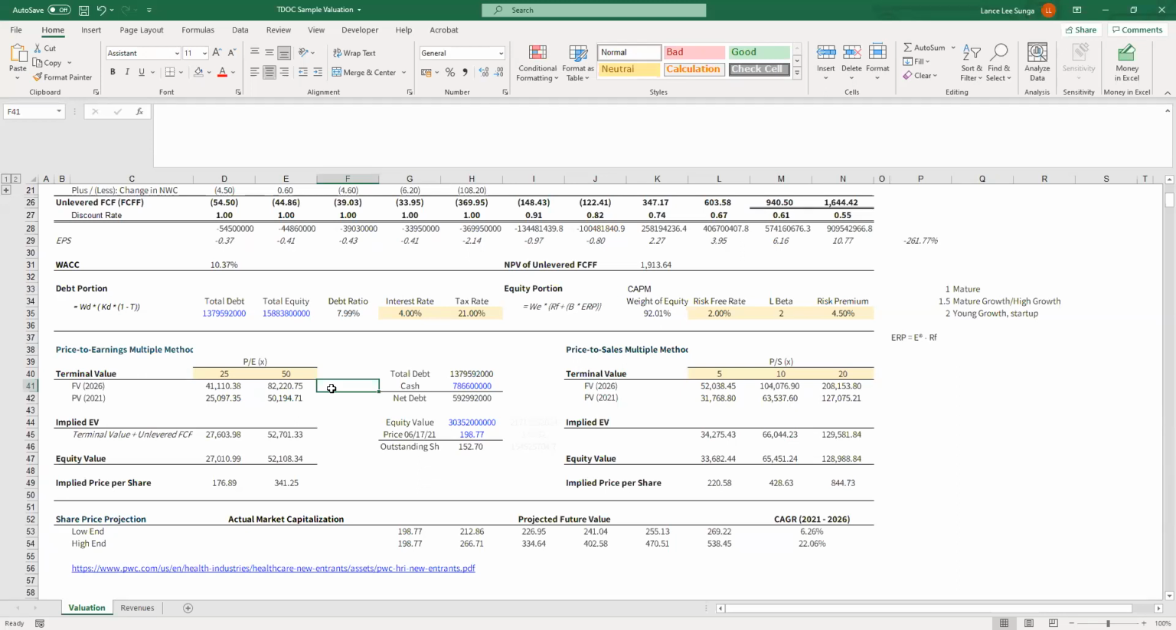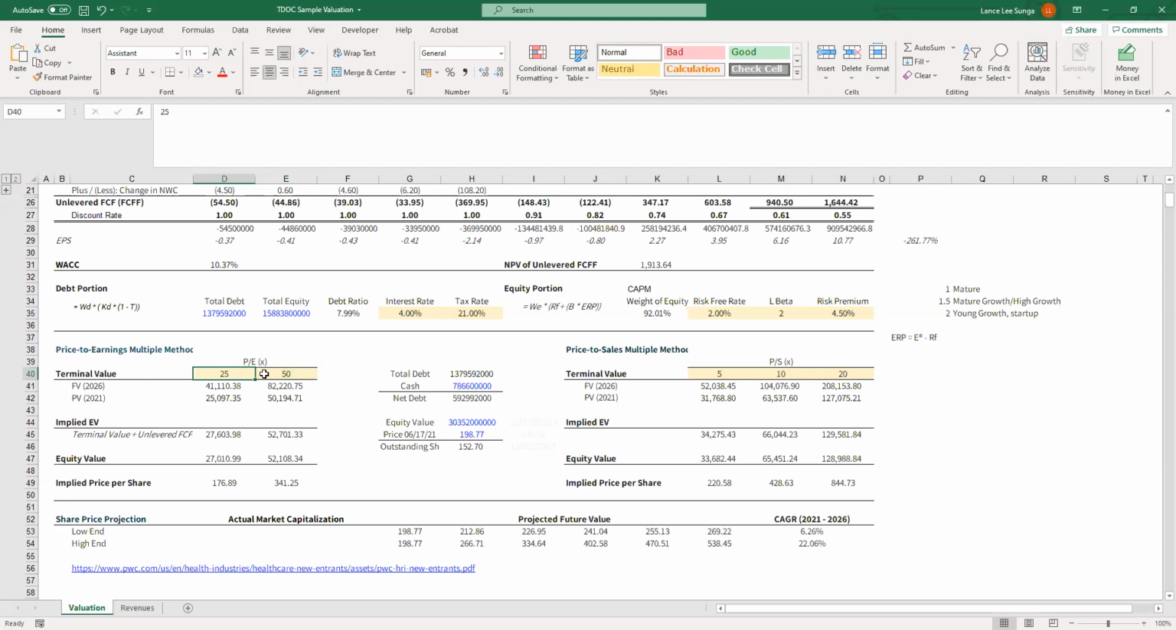It's really up to you on what you want to use. The reason why we're doing a multiple model also is because we're basically saying that Teladoc would be like your Facebook, your Amazon, in the future. That's why we gave it a high multiple also.